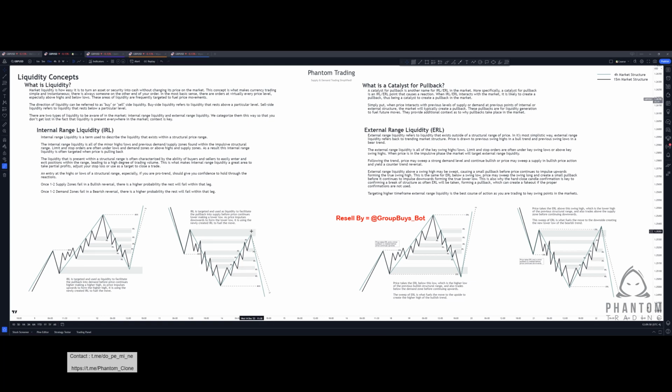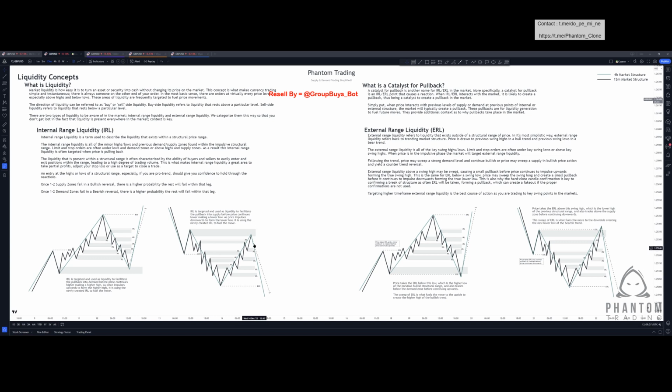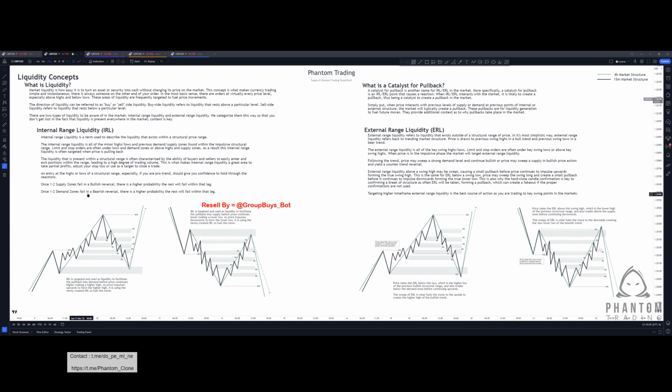Once we tap into supply, we can start to look at the internal range liquidity that was created in that pullback leg, and we can use that as targets or fuel to facilitate this move to the downside to form the new lower low. And as described, once 1 to 2 demand zones fail in a bearish reversal, there is a higher probability the rest will fail inside that leg.